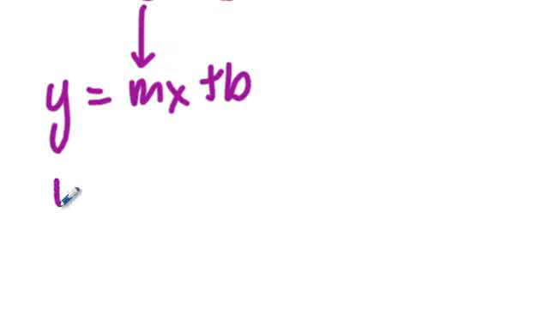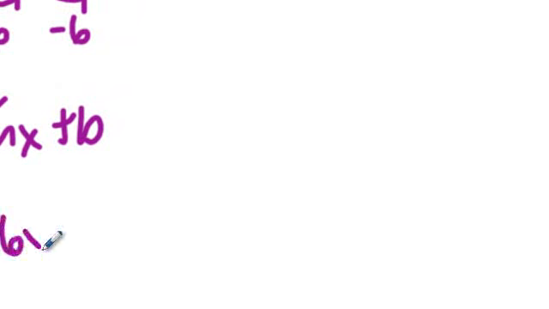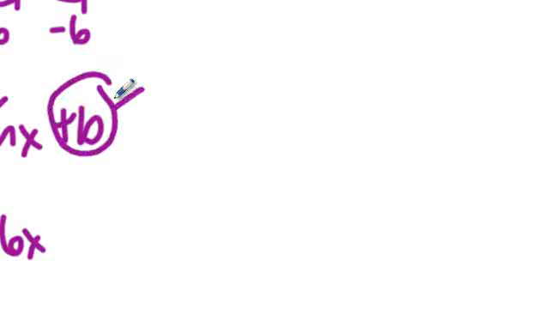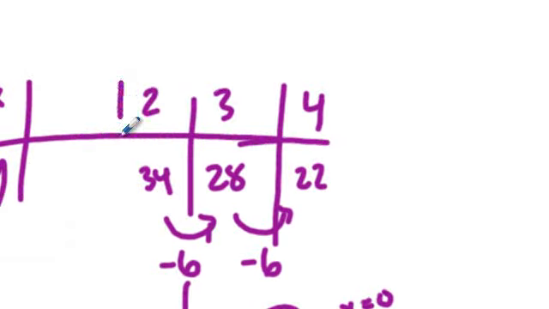It's the amount I change. So y equals negative 6x. But the problem is I don't know what b is. You have to remember that b is the value of y when x equals 0. So I need to figure out what happens when x is 0.